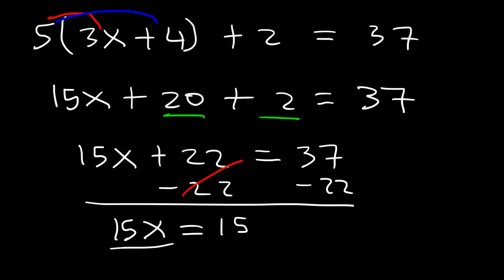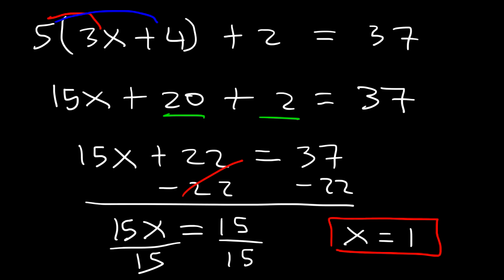So now all we need to do is divide both sides by 15. 15 divided by 15 is 1. And so that's going to be our answer. x is equal to 1.